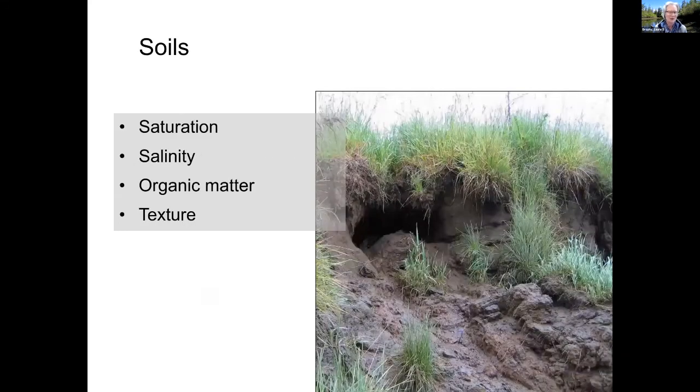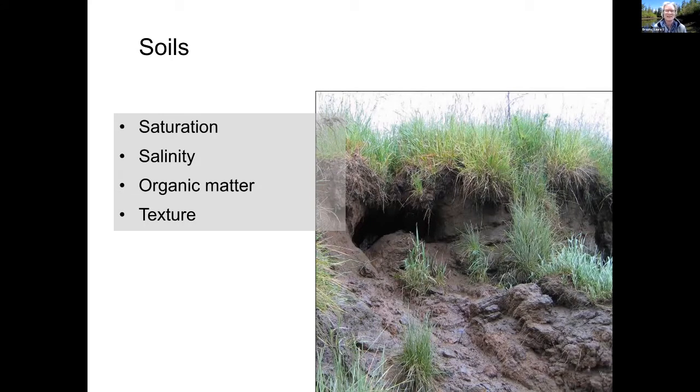So soils in tidal wetlands have some characteristics that are typical of wetlands in general, like being saturated, but they have some special characteristics as well, like they may be salty. They may have a lot of organic matter, and that is often true for wetlands in general. They can be quite a variety of textures, from sandy to silty and clay soils. On the Oregon coast, they tend to generally be fine textured with silty clay loam soils.